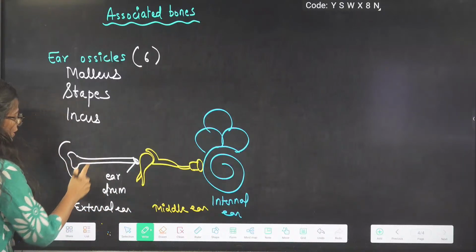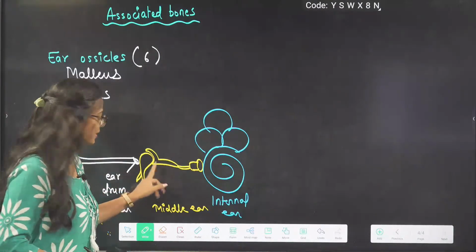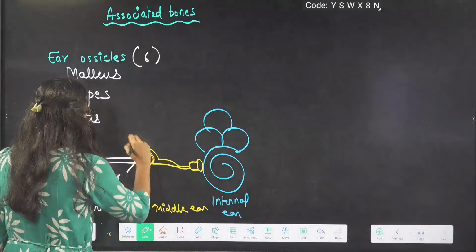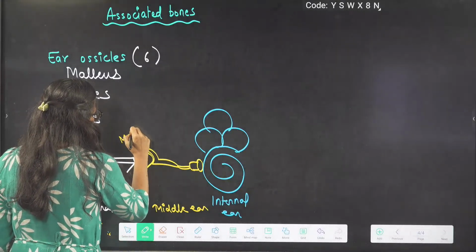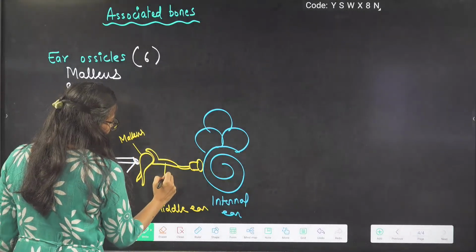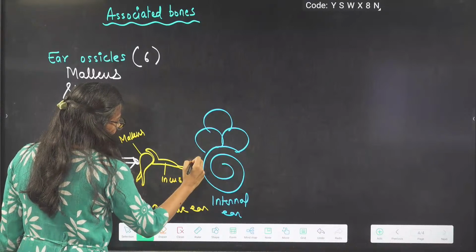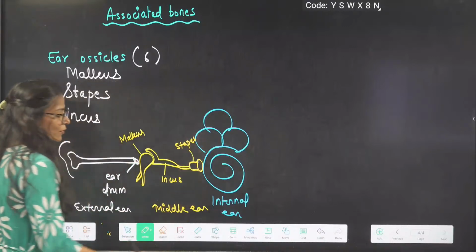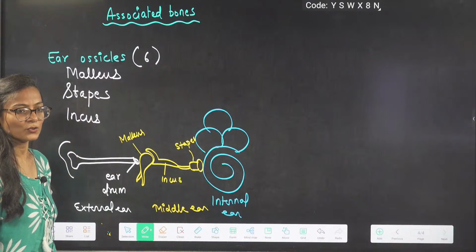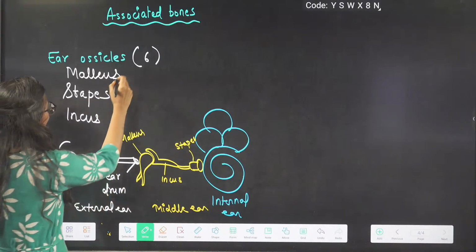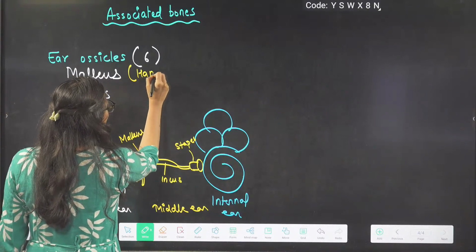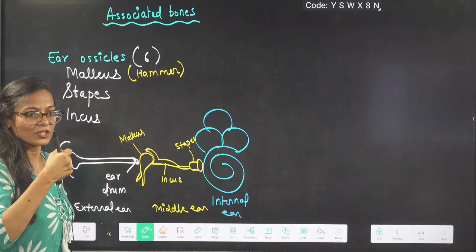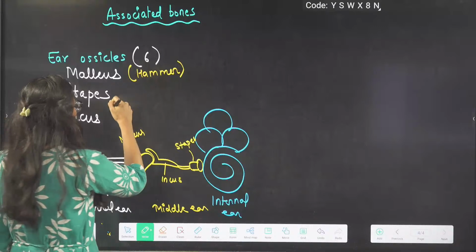So pinna, auditory canal, and important right now are these three bones. This first bone is the malleus. The second one here is incus, and this third one here is stapes. Now there are other names also. Do you know those other names for these three? Malleus has a shape like that of a hammer. Can you see it in the diagram? That's why it is also called hammer.